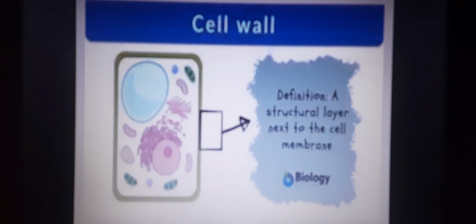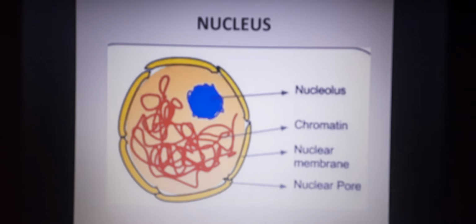Next, come to the cell wall. So the cell wall is dead. The structural layer next to the cell membrane is called the cell wall. The cell wall is present only in the plant cell, but in the animal cell there is no cell wall. The animal cell comes directly to the cell membrane.